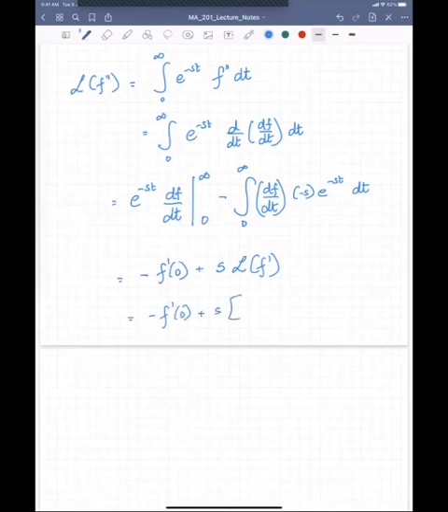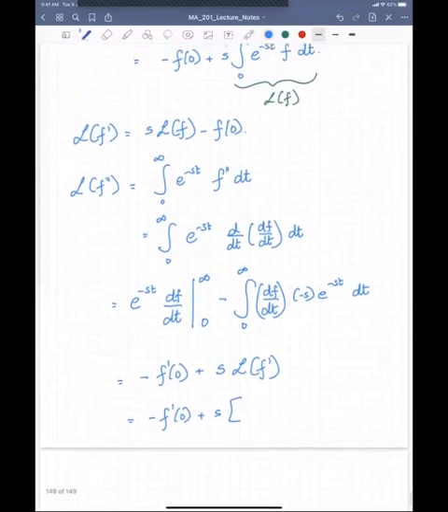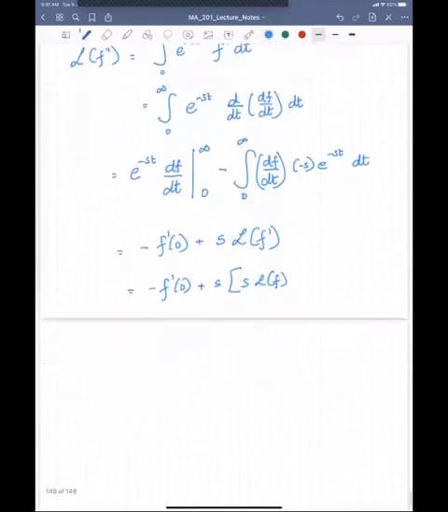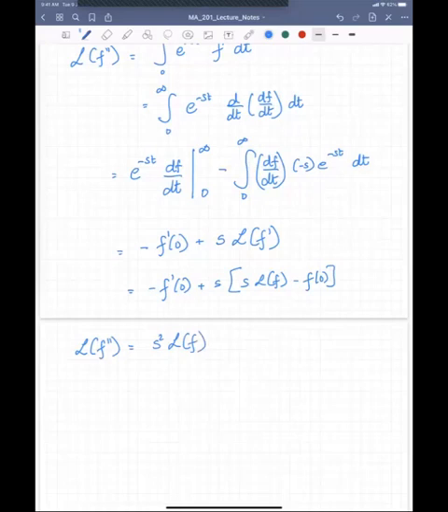Plus s times this is equal to, from the equation above, s times L of f minus f of 0. Okay, so the Laplace transform of the second derivative of the function is basically s squared times the Laplace transform of the function minus s f(0) minus f prime(0). And you can quickly see that you can iteratively continue this process and get the Laplace transform of the nth derivative of a function.